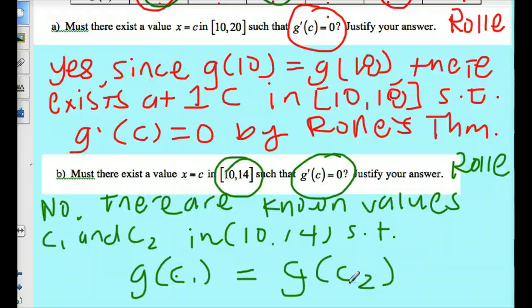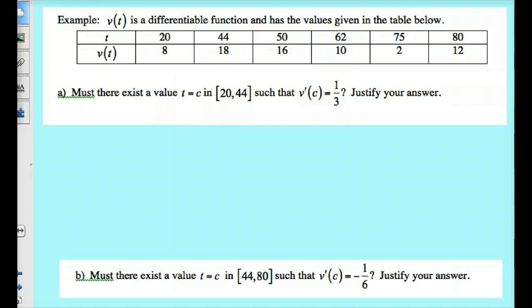Okay, let's do another chart that we're going to look at. This one is the chart for v. It says v of t is differentiable. Once again, that tells us it's continuous and I can take the derivative, so that's the first two conditions, and has the values given in the table below. Must there exist a value t equals c in the interval (20, 44) such that v prime of c is equal to 1/3? Justify your answer.